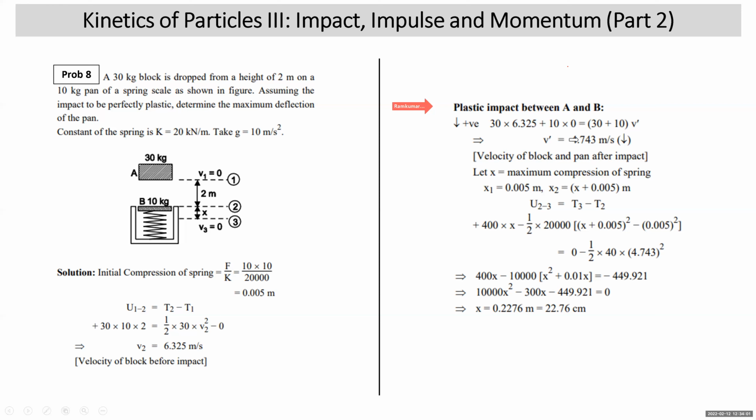30 plus 10 into V dash. So V dash is 4.743. V dash is the velocity of the block and pen just after impact. Now let X be the maximum compression of the spring after impact.